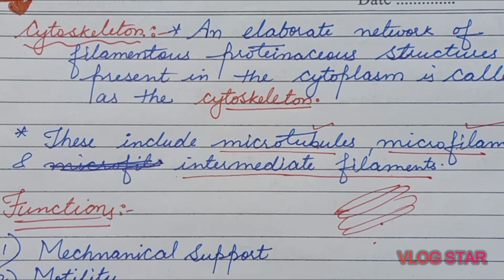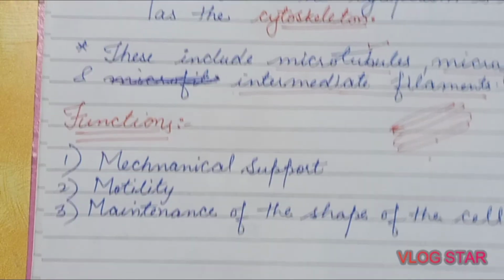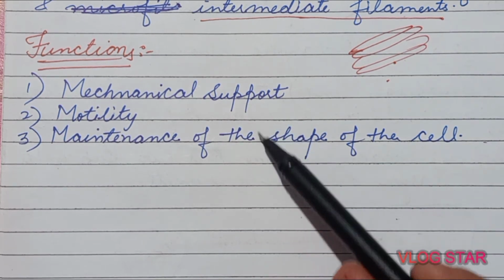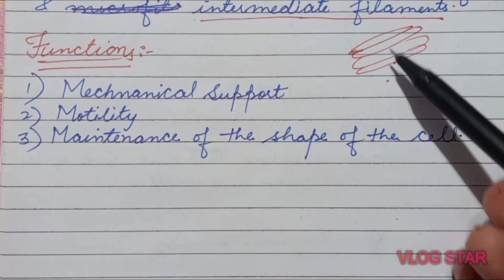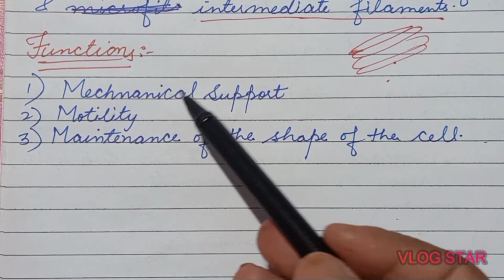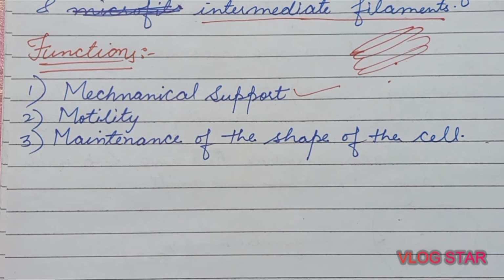Now, what is the function of these cytoskeletal structures? You can see I have written here, these are the main functions. Being proteinaceous, they will be a little rigid in structure and they provide mechanical support. Fine. Now, if you discuss the proteins, most of the proteins are contractile in nature, means they help in the motility of the cell.